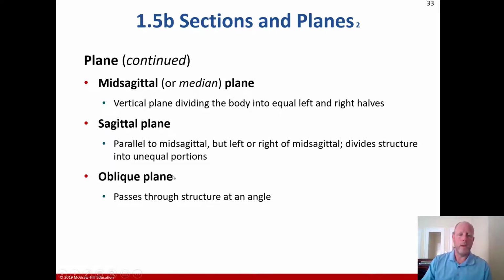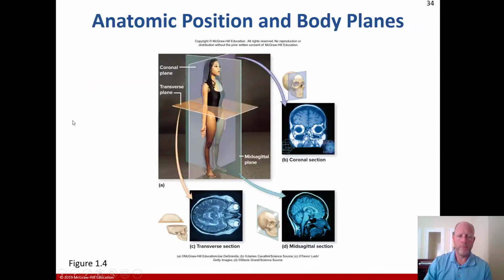Okay, and then the oblique plane is basically passing through the structure at an angle of some kind, not a direct coronal plane cut, not a direct transverse plane cut, not a direct mid-sagittal or sagittal plane type cut. Okay, we'll talk about that more in a second too, to give you a little better idea. Here's a basic picture for the human body here. This lady here, the coronal plane going right through the middle of her this way, right, dividing her into anterior and posterior, or ventral and dorsal. And then the transverse plane going through the middle of her, dividing her into superior and inferior, or top and bottom. And then the mid-sagittal goes right through the middle, dividing her into left and right. Okay.